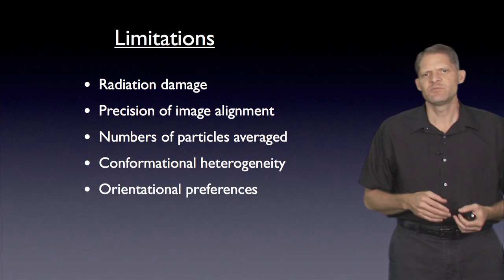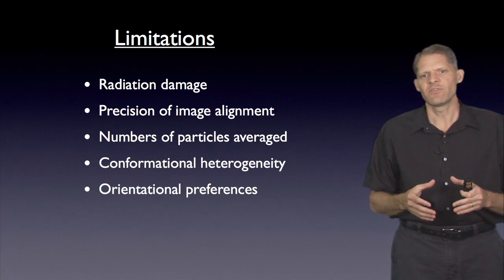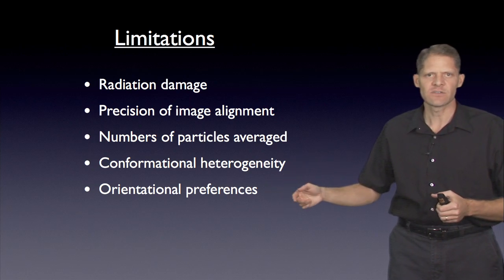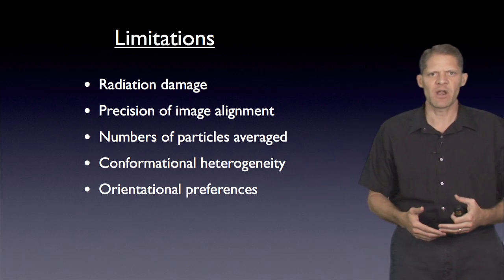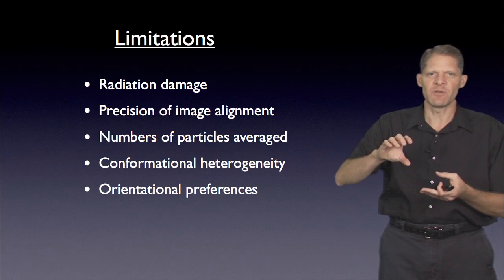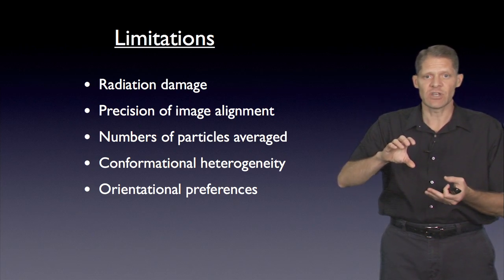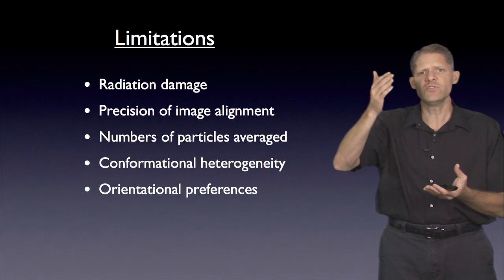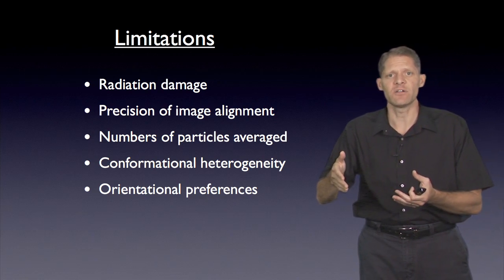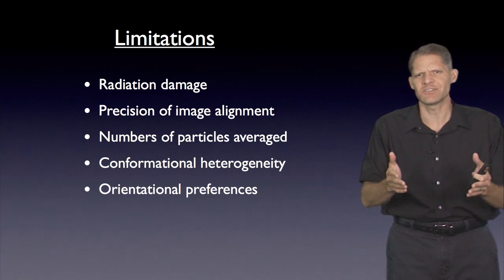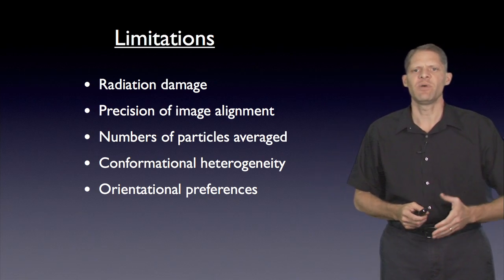Finally, it's been observed that some particles have preferred orientations in the ice, or in the context of an experiment using negative stain, particles can settle on the carbon film with a preferred orientation. And when they have a preferred orientation, not all views are obtained of the particle. And so the final resolution can be anisotropic. And that's a fundamental limitation.